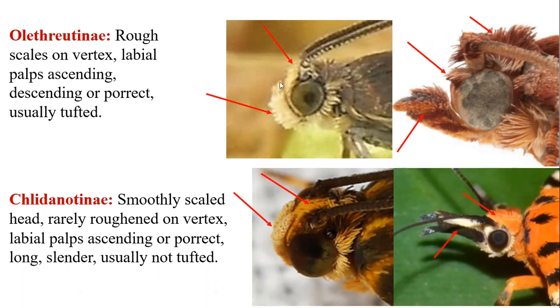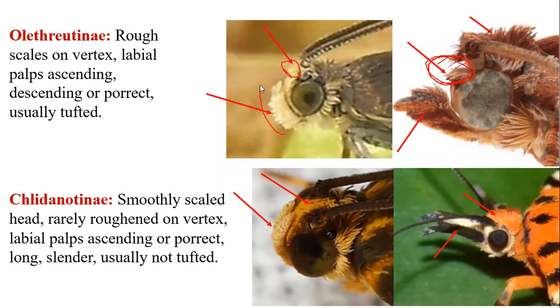So in the case of Olethreutini, their heads usually have rough scales on the vertex. You are seeing here, which is very easy to see in the second image, that their heads have rough scales on their vertex. You are seeing it here, and in this image as well. And their labial palps can be ascending, descending, or porrect.